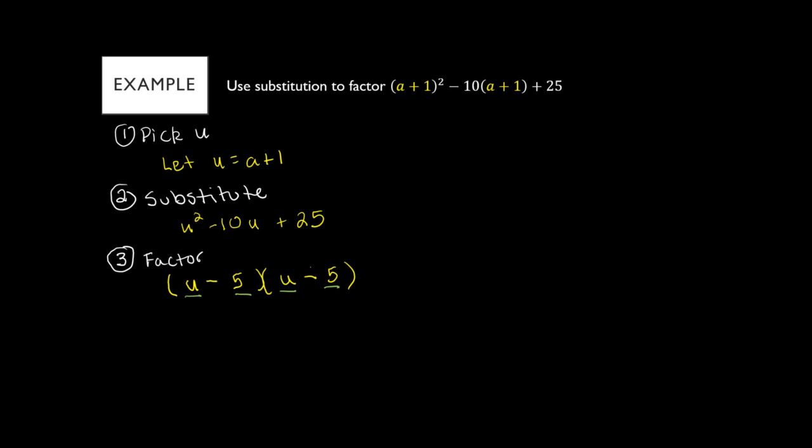So the 2 numbers are 5. Negative 5 times negative 5 in this case gives you a positive 25. Negative 5 plus negative 5 gives you a negative 10. So we just factored that with trial and error.